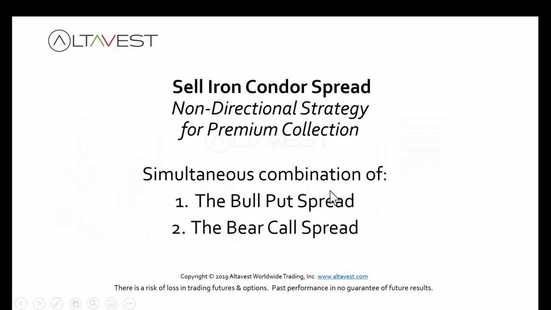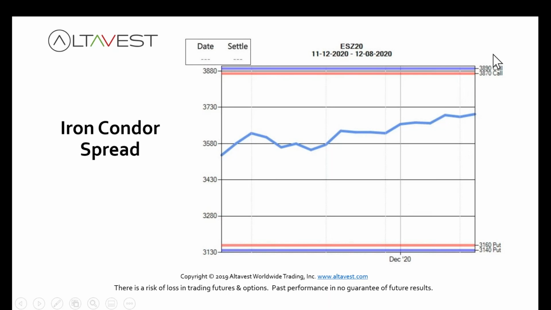So here's an iron condor. It's a combination of the put and the call spread that we just looked at. And here's what it looks like on a graph. You sell an out of the money call spread and put spread, collect the premium on both sides, and you look for the underlying market to sort of stay in this range. You have a large margin of error there.